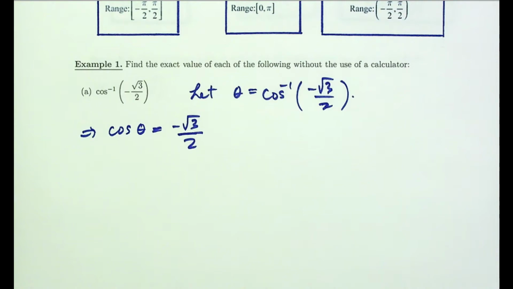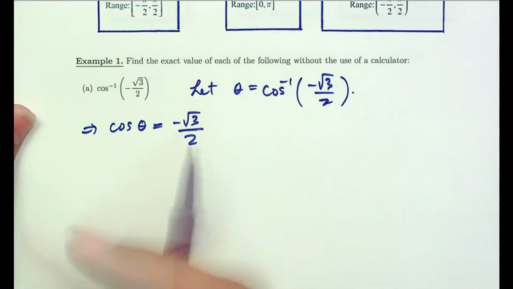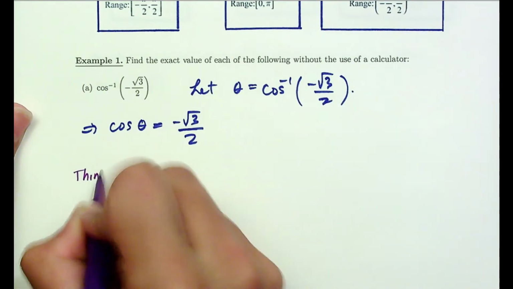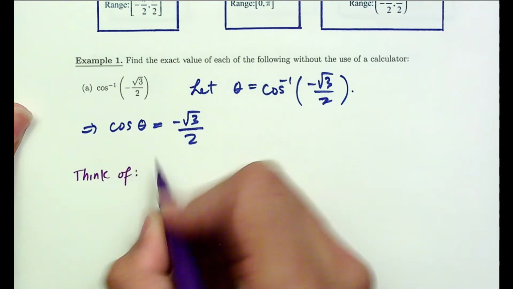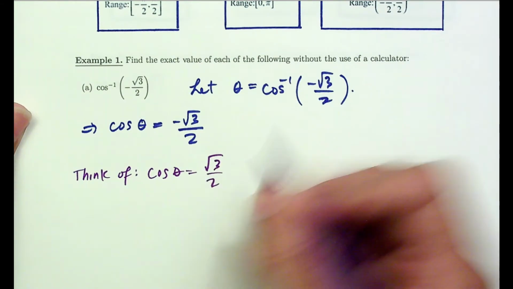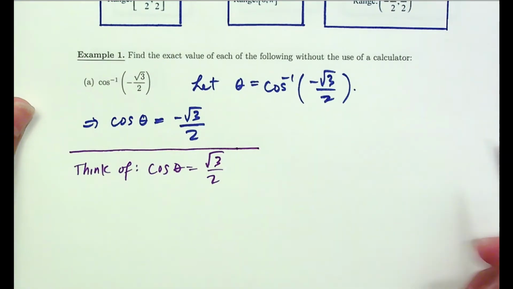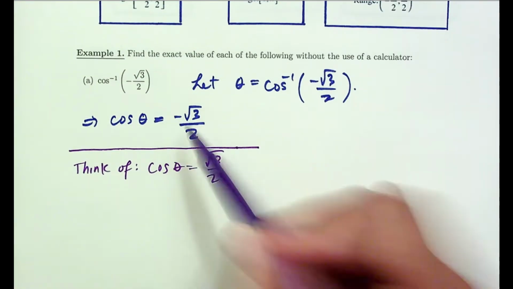Okay, this is a negative number, and the ones we have actually memorized are positive special angles, angles in the first quadrant. So in the first quadrant, we're never going to get a negative. So think for a second instead of what is the angle whose cosine is square root of 3 over 2. If we can think about this one first and figure this one out, then we should be able to figure this one out.